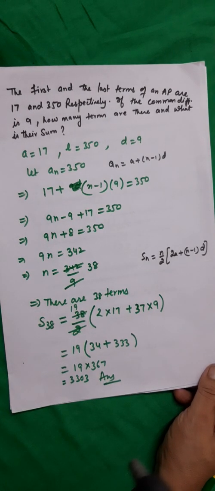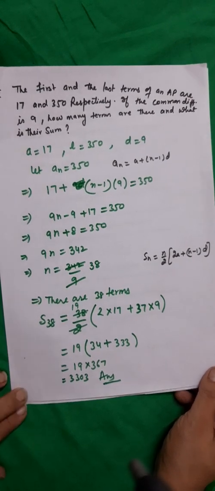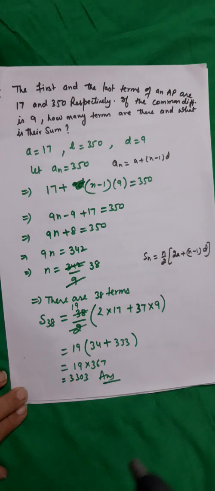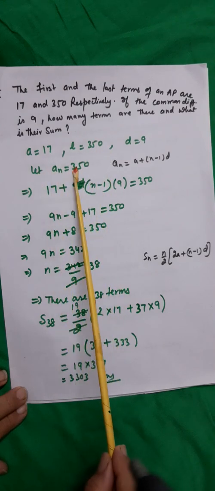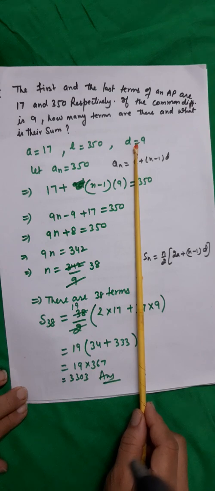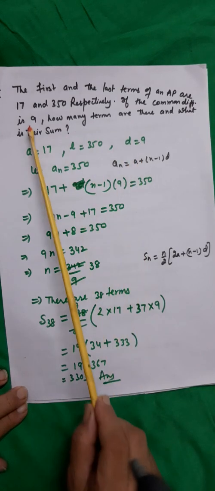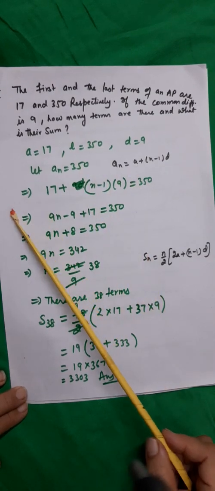The first and the last terms are given. So a is equal to 17 and an is equal to 350. The last term is 350, so let us take it to be the nth term. And the common difference is given as 9. Fine. Now an is equal to 350.